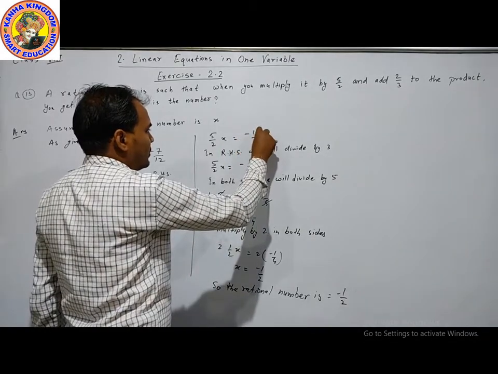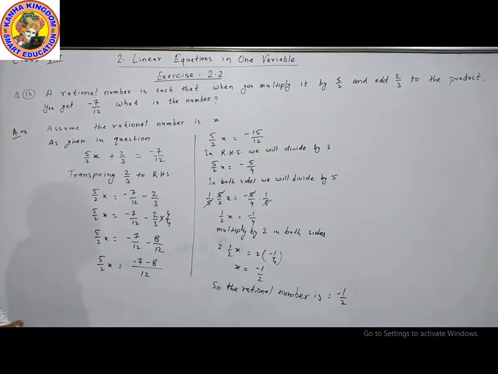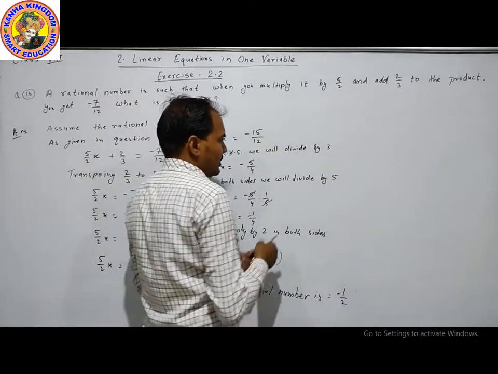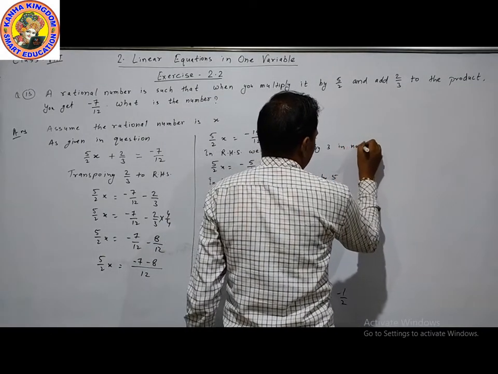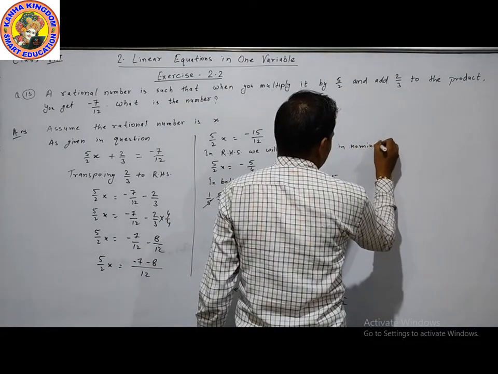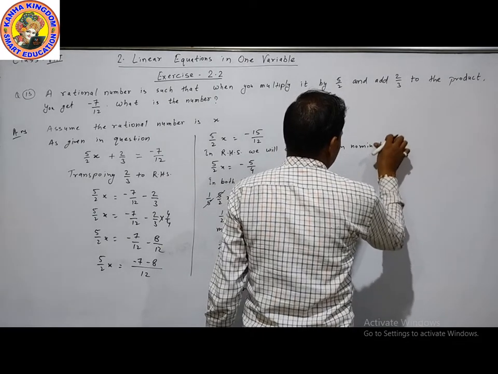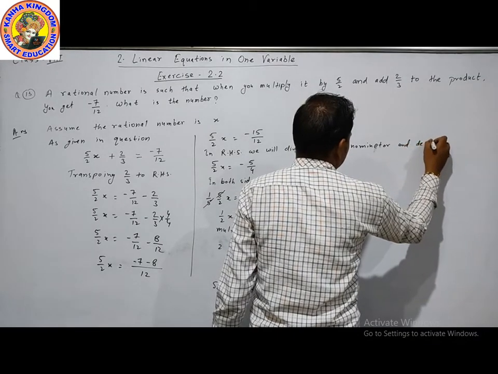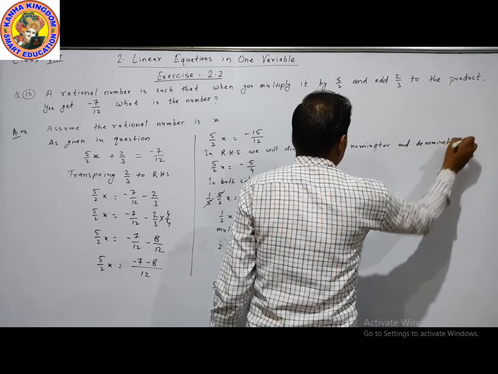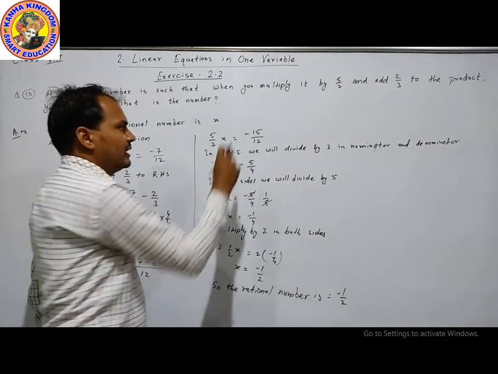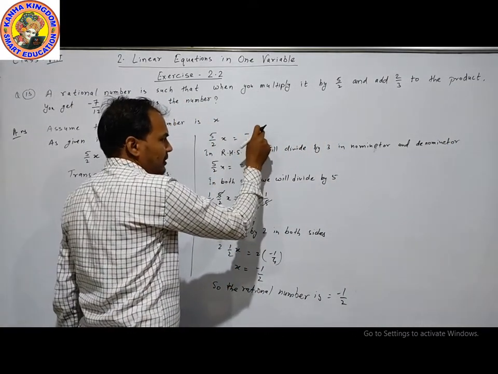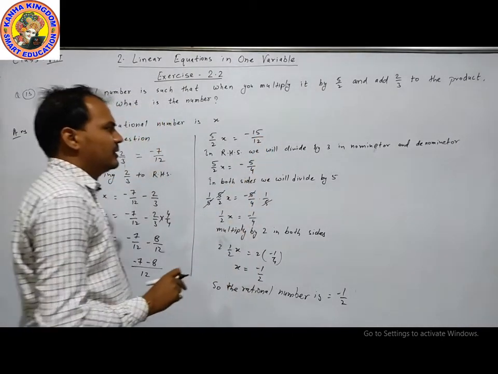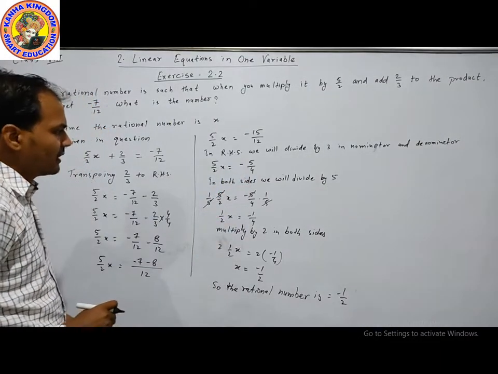Minus 15 by 12. These numbers can be cut by 3, so the right hand side will be divided by 3 in numerator and denominator. 15 by 3 is 5, 12 by 3 is 4. So minus 5 by 4 is our answer.